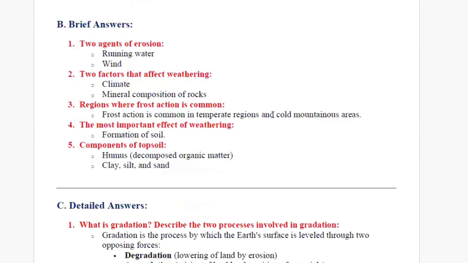Briefly answer. Two agents of erosion: running water and wind. Two factors that affect weathering: climate and mineral composition of rocks. Number 3, reason where frost action is common. Frost action is common in temperate regions and cold mountain areas. Number 4, the most important effect of weathering: formation of soil. Number 5, components of topsoil: humus. What is humus? Decomposed organic matter. And clay, silt, and sand.